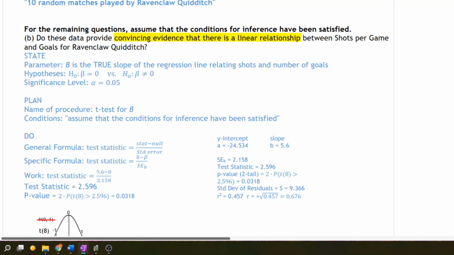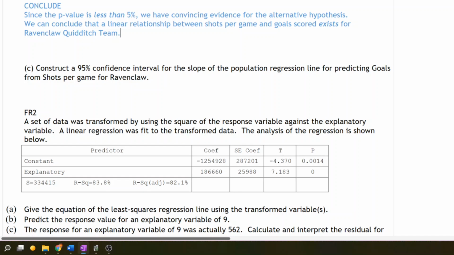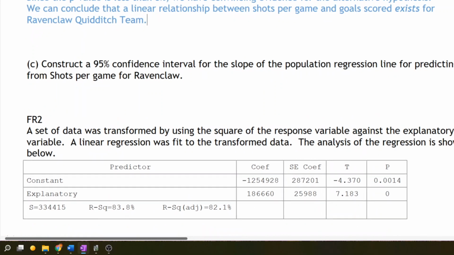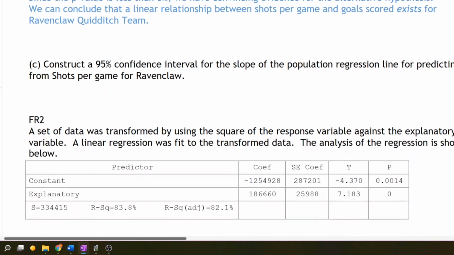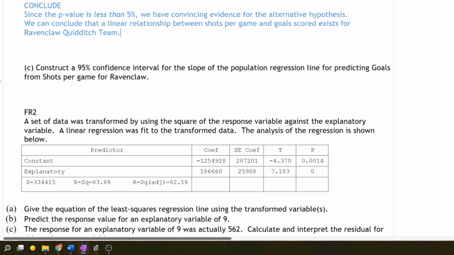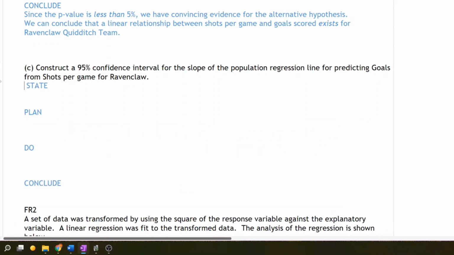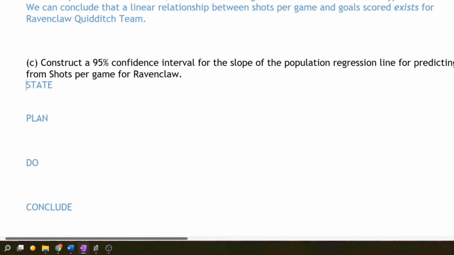And we're going to finish up now with part C: construct a 95% confidence interval for the slope of the population regression line for predicting goals from shots per game for Ravenclaw Quidditch. This is another state, plan, do, conclude procedure. Remember, it's very unlikely that you'll have to do both a confidence interval and a hypothesis test. This is just in the spirit of review for a test.